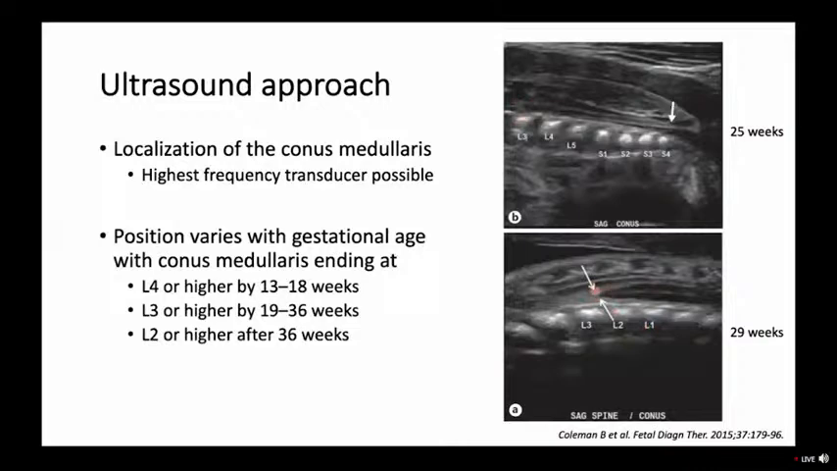You see this little shadowed tip area and this little echogenic area. That's the end of the spinal cord. The conus should be about L2. It should progressively get higher as we end the pregnancy. If it's not, then there's likely something wrong with that spine. Just an extra clue.